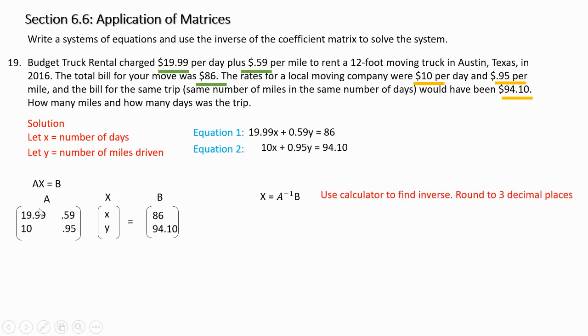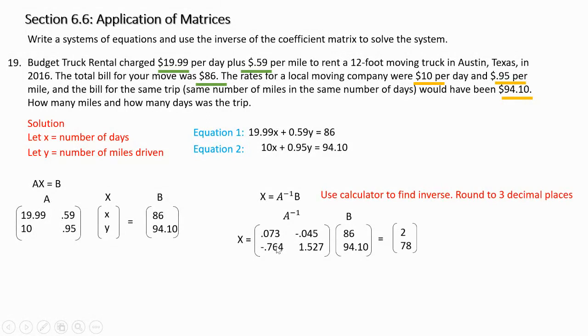How do you do that in the calculator? All you do is go to second matrix, and enter a 2x2 matrix. You enter all these entries, and then you go to second quit, and then you go to A inverse. You hit the inverse key, and it'll give you the matrix. So that's the inverse of matrix A. If you want, you can go back to the previous slide and use the steps for how to input it into a matrix. And B is 86 and 94.10.